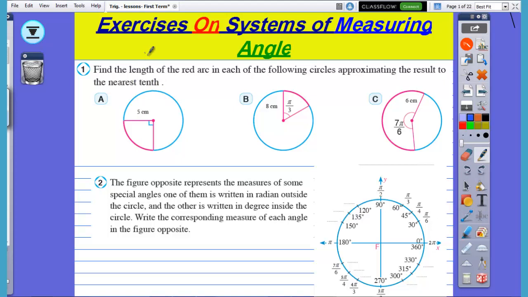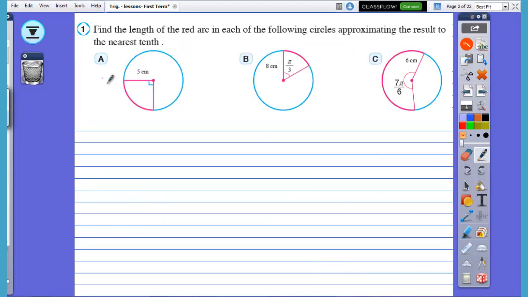In this video, we will solve some exercises on systems of measuring angles. Question number 1. Find the length of the red arc in each of the following circles, approximating the result to the nearest tenth. We start with letter A. In letter A, we have R equals 5 centimeters, and R is the radius of the circle. And we have theta, the central angle, which is opposite to the length of the arc L, equals 90 degrees.